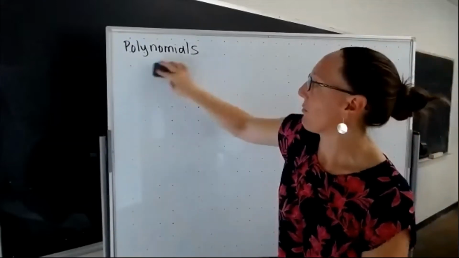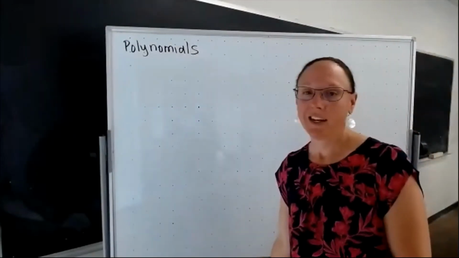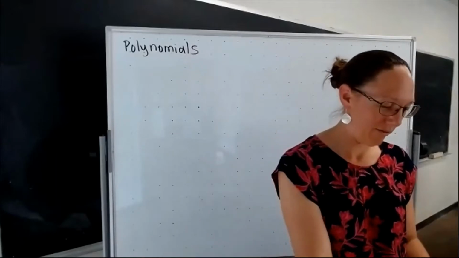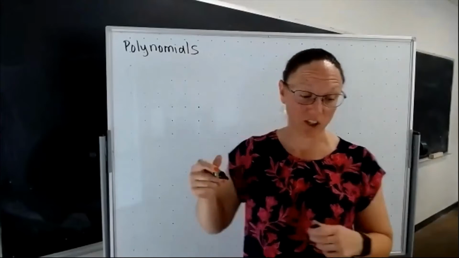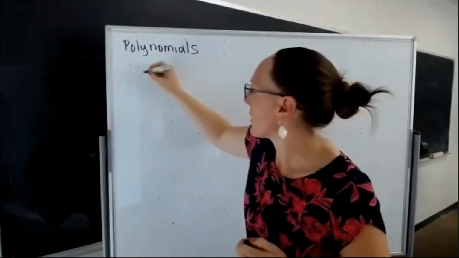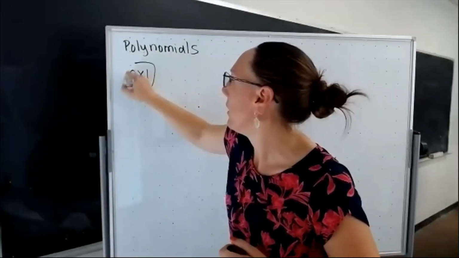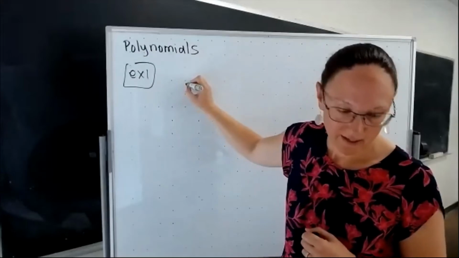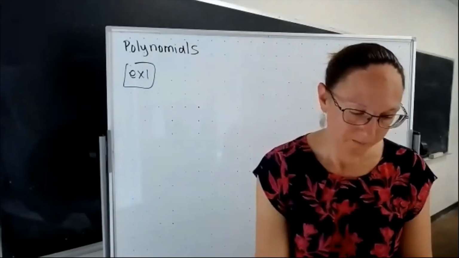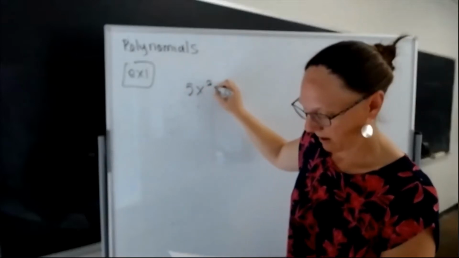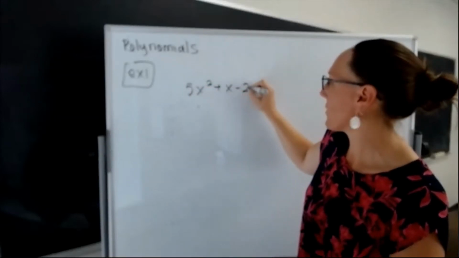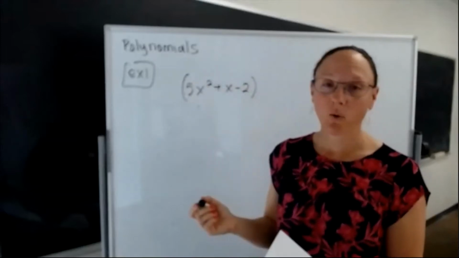What I want to start off with is some examples of addition and subtraction with polynomials, and then we'll get into talking about multiplication. So my first example here, I'm looking at 5x squared plus x minus 2. And I'm putting that whole thing in parentheses.